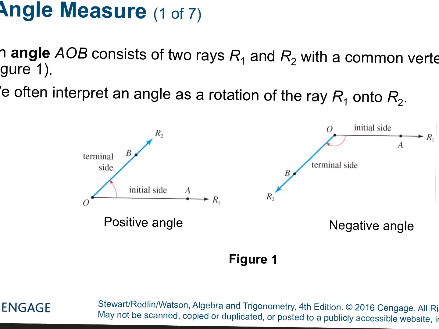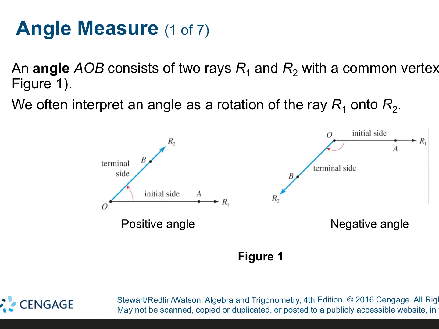When we talk about angle measure, every angle that we're going to talk about has an initial side and a terminal side. What does the word initial mean? Initial is where it starts. So initial is your starting angle. And what does terminal mean? Where something ends. All right, we're going to talk about positive and negative angles.